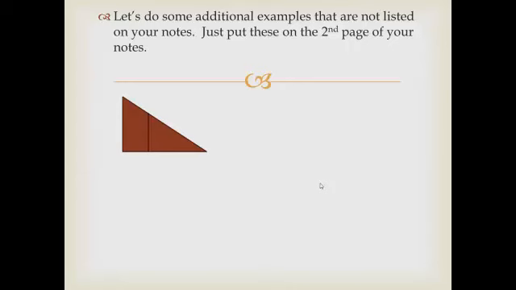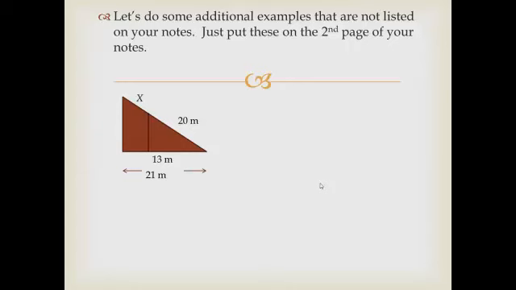Let's do some more additional examples that are not listed on your notes. Please put these on page 2 of your notes. Draw this shape. There are actually two triangles here. We know the base of the shorter triangle, and we know the base of the larger triangle. We know the hypotenuse of the smaller right triangle, and we're trying to find x.